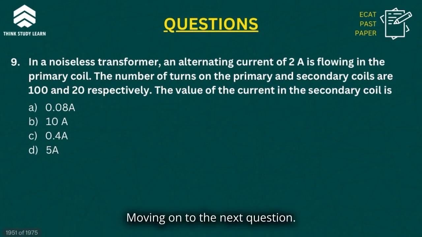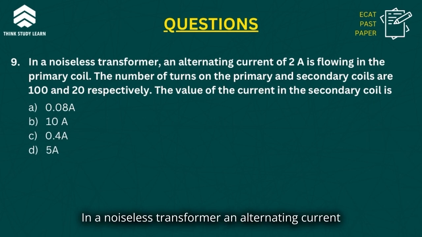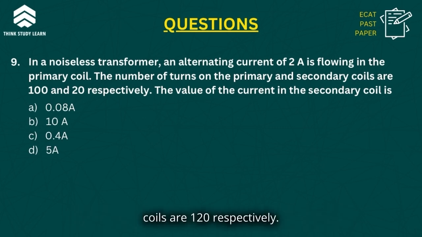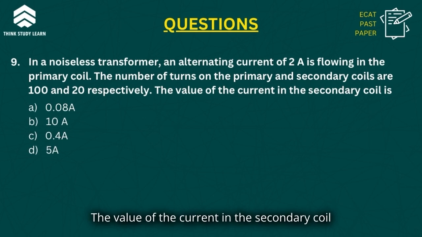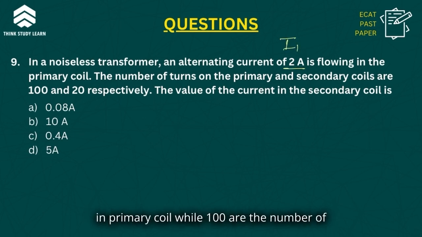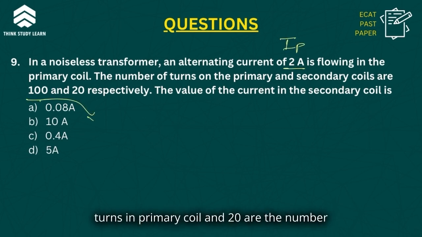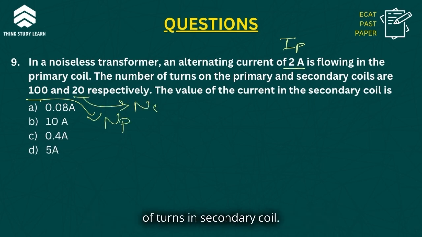Moving on to the next question. In a noiseless transformer, an alternating current of 2 ampere is flowing in the primary coil. The number of turns on the primary and secondary coils are 100 and 20 respectively. The value of the current in the secondary coil is. From this we can say that this is the current in primary coil, while 100 are the number of turns in primary coil and 20 are the number of turns in secondary coil.